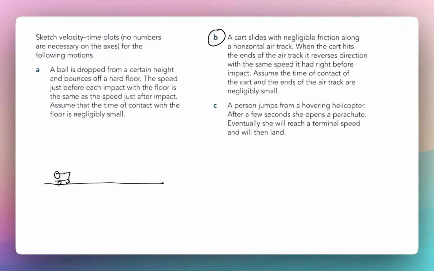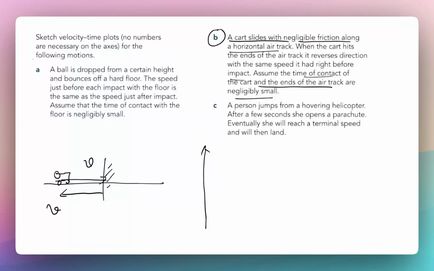When the cart hits the end of the air track, it reverses direction with the same speed it hit it right before. So it is sliding, which means it is moving with a constant velocity, right? And then it hits something and reverses back with a constant velocity. In fact, assume the time of contact of the cart and the air track is negligible. Then how does the graph look? It is moving with a constant velocity.